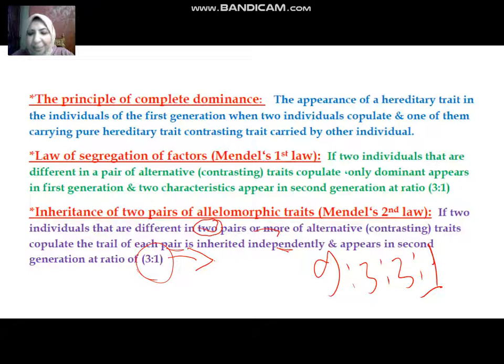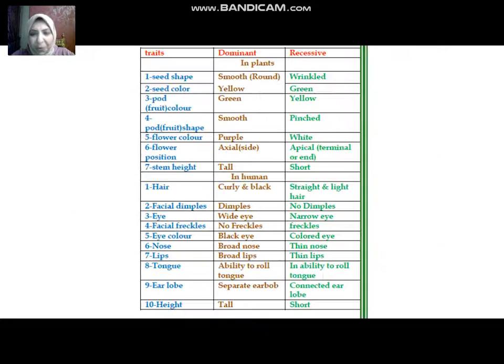Okay, now we will study some examples for dominant and recessive traits in human beings, and also some dominant and recessive traits in pea plants. For example, in this table, in the pea plant, the seed shape may be smooth, which is the dominant trait, or wrinkled, which is the recessive trait.